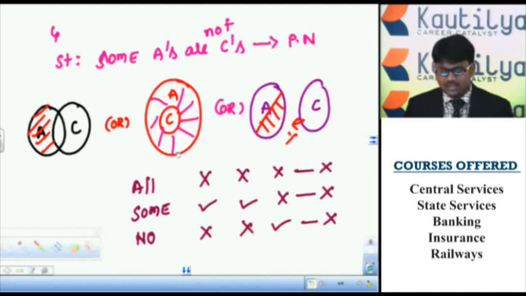And the third one, no, does not exist in the first two diagrams but exists in the last diagram, but overall it does not exist. That means there is no forward conclusion for the given statement. For the statement "some A's are not C's", there is no conclusion in the forward method. Thank you.